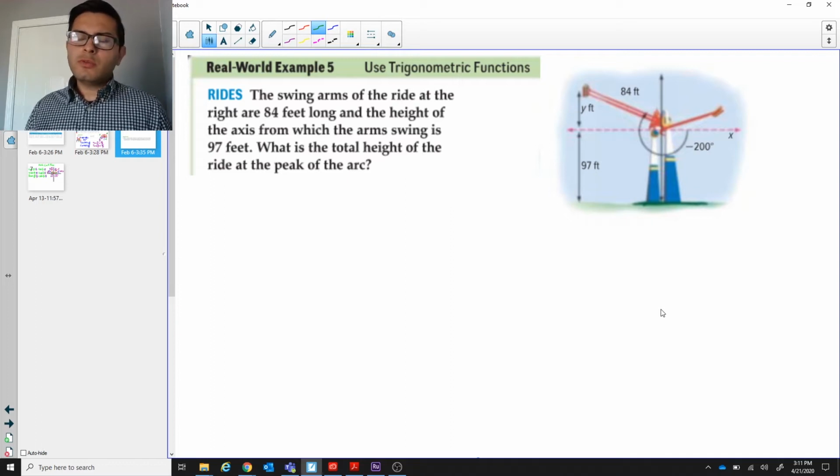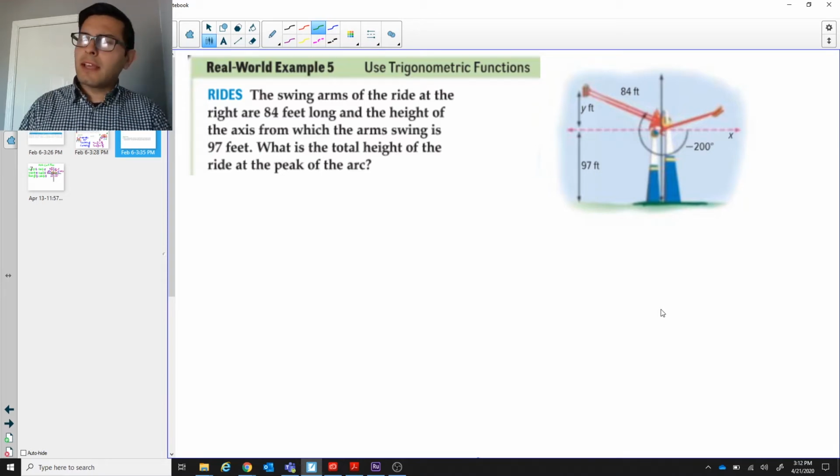All right, so we're going to deal with real world-ish examples. Here we have a ride. The swing arms of the ride at the right are 84 feet long, and the height of the axes from which the arms swing is 97 feet. What is the total height of the ride at the peak of the arc?